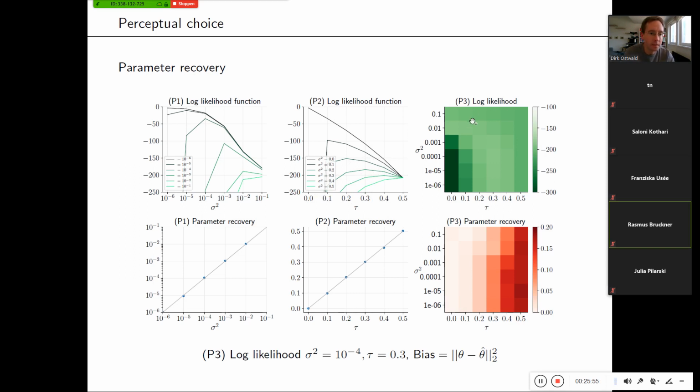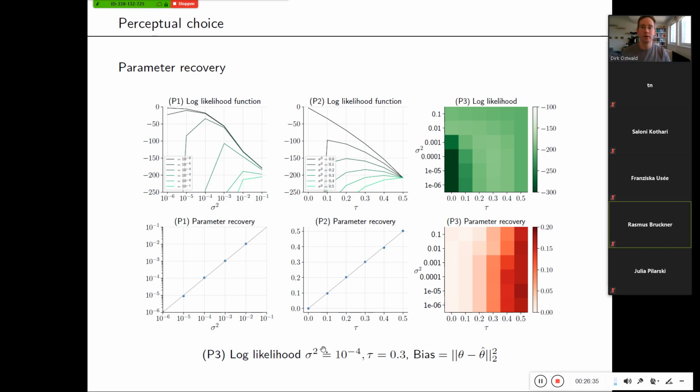This is an example log likelihood function for the 2-parameter model, where the 2 parameters were 10^-4 and tau 0.3. But here you also see for this 2-parameter model that you get this crest-like behavior, where you have very similar log likelihoods for different parameter combinations. So this is usually a sign that it might not be that easy to recover the parameters.